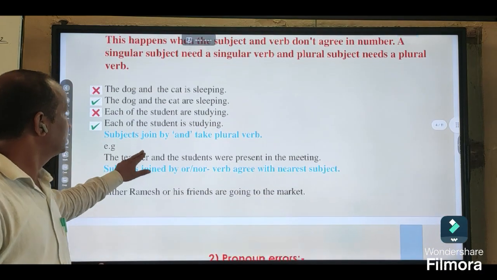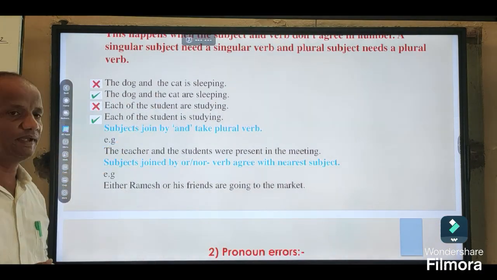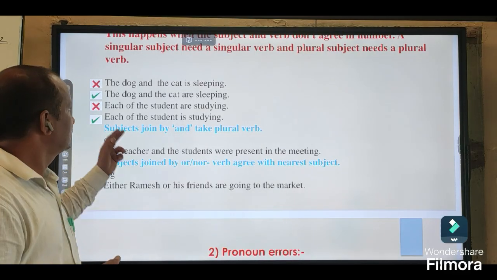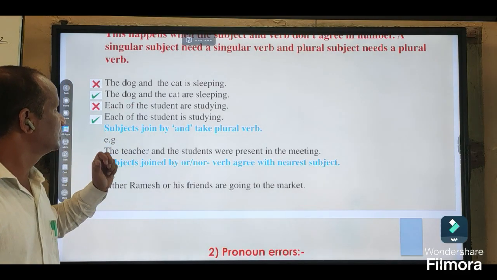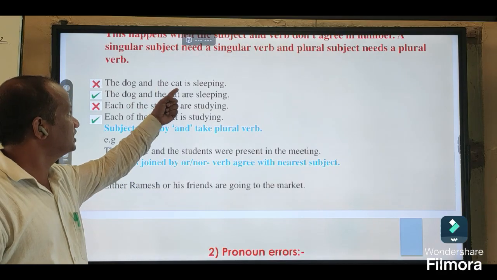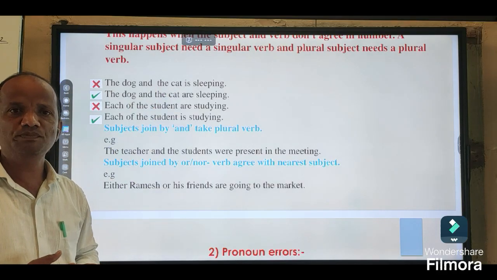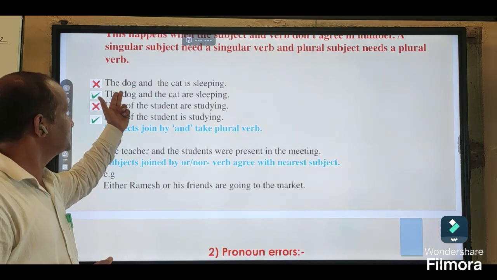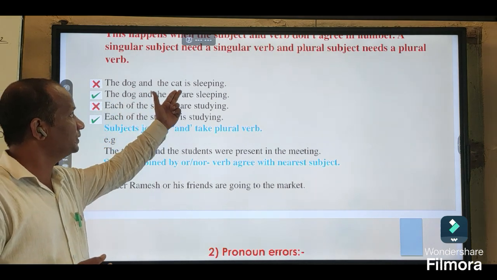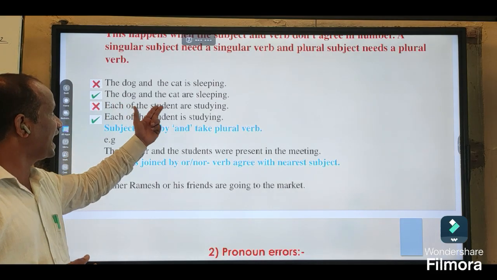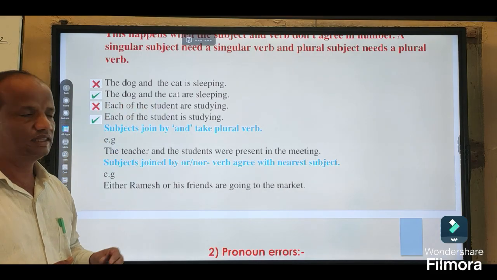For example, the dog and cat is sleeping. If you pay attention to the sentence, you will find that there is an error. Here the dog and cat are plural, but the verb is singular, which makes the sentence incorrect. Because our rule says that if our subject is plural, the verb should be in plural form. So the correct statement will be: the dog and the cat are sleeping.